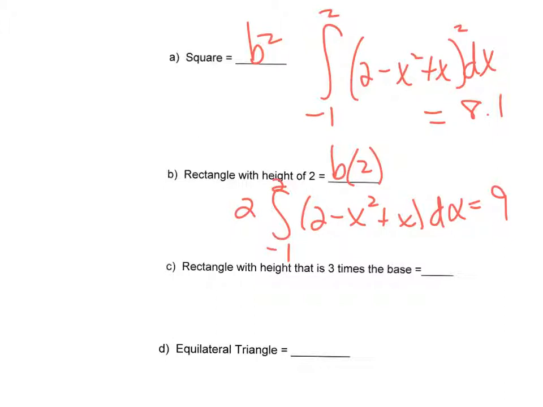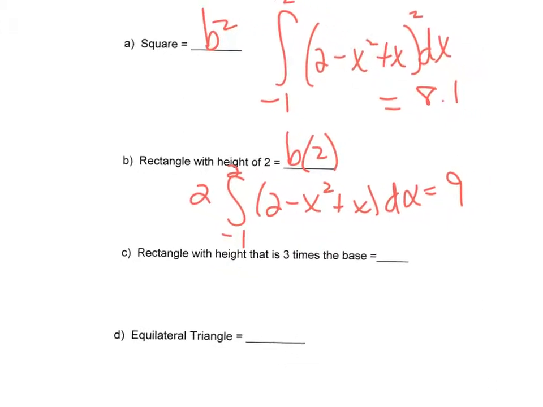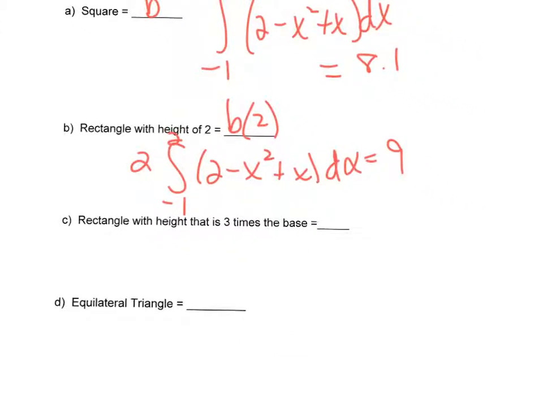Okay, now think about a rectangle with a height that is 3 times the base. So if your rectangle is your length times width, or in this case, base times your height, think about what that would look like. So your base is still going to be the function. For now, we can just do it in terms of b. And then the height is 3 times that base. So it would be 3b squared. So see if you can set up the integral for this part.